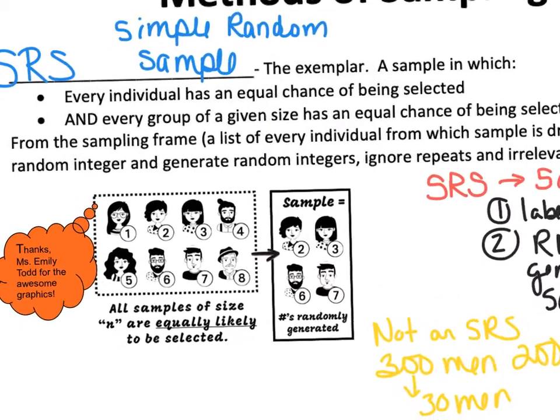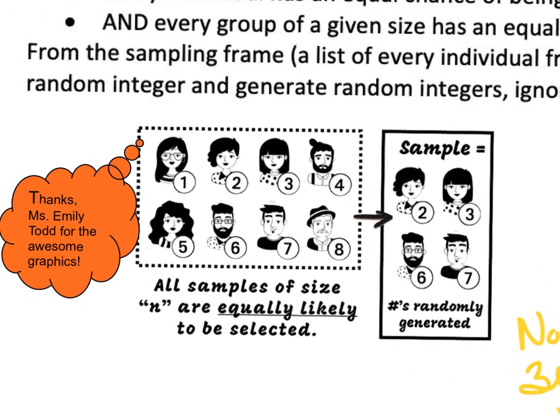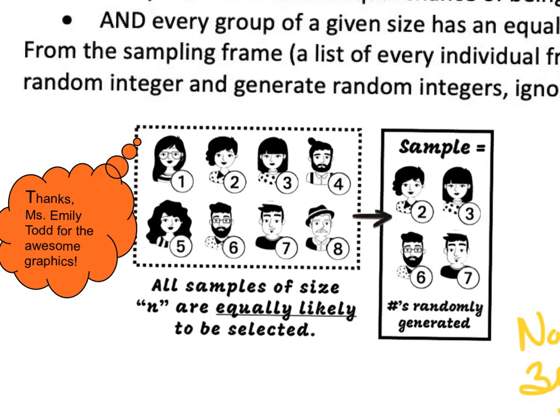I just want to zoom in here and show you this great graphic that Miss Todd shared with me. What she has done is show you with a picture what an SRS is. Here is our population. You number them 1 through 8. You use a random number generator to generate your sample. Her graphic illustrates that all samples of size n are equally likely to be selected.